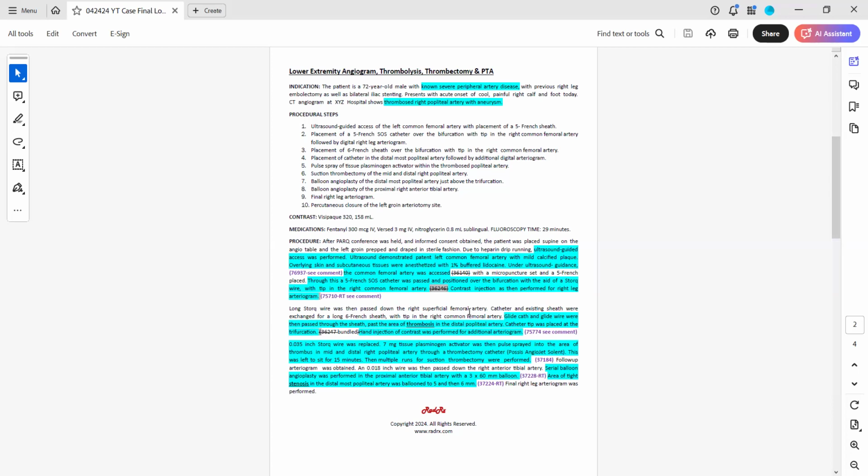and then get an idea for the type of documentation that I want to look for each of the different procedures. So we see that the indication here is for a 72-year-old male with known severe peripheral arterial disease. So we see our occlusive disease clinical indication. Then also the indication mentions a CT angiogram performed at XYZ hospital that identified a thrombosed right popliteal artery with aneurysm. So we have a mention of occlusive disease, and then we also have a mention of non-occlusive disease. So in order to determine which codes we're going to assign, we need to determine what is the immediate clinical indication being treated for this patient.